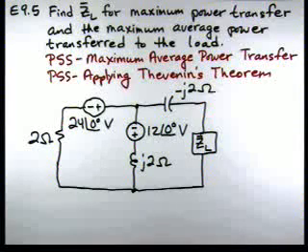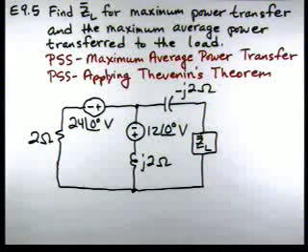We're going to be utilizing two problem solving strategies. One is maximum average power transfer and the other one is applying Thevenin's theorem. If we look at the strategy on maximum average power transfer, the first step says remove the load ZL and find a Thevenin equivalent for the remainder of the circuit.